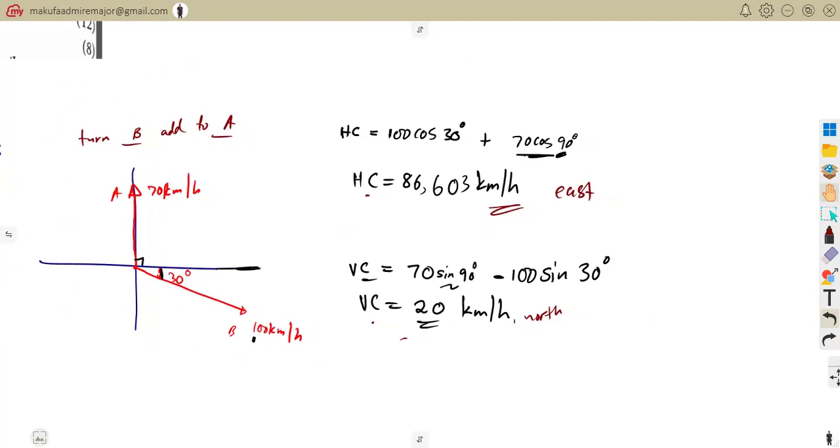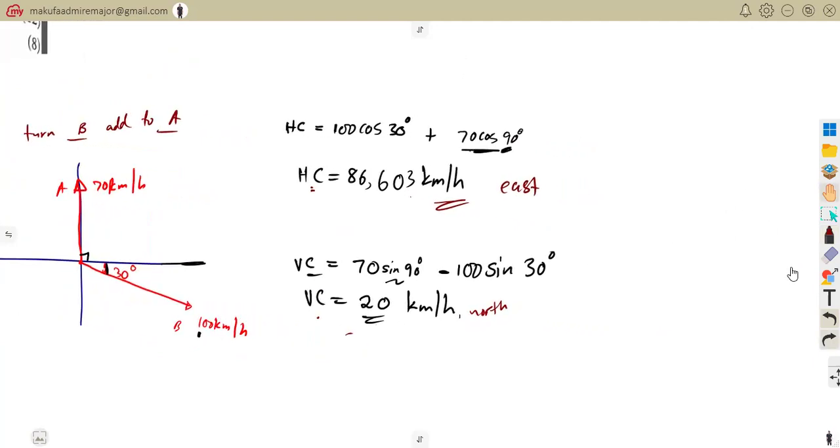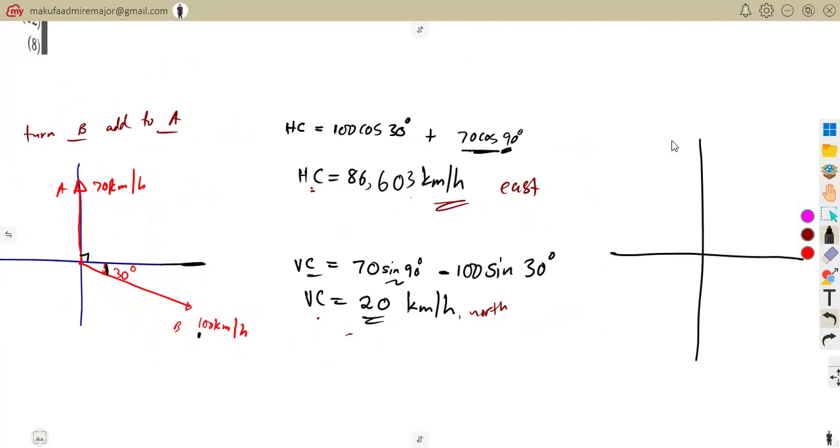So in which quadrant do we have horizontal being positive and vertical being positive, or in which quadrant do we have east and north at the same time? That's our first quadrant. Where we have east and north, it is happening in the first quadrant. This is our north, this is our east.